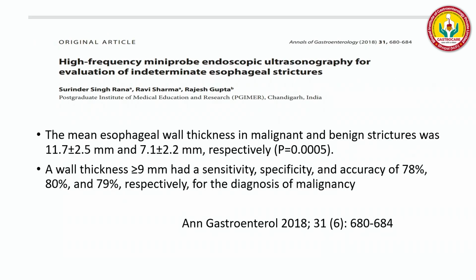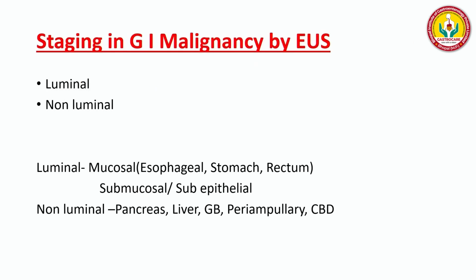There was one recent paper in 2018 from PGI, which included Dr. Rajesh Gupta sir and others, where they say that using the mini probe, if there is a wall thickness of more than 9 mm, that has a high sensitivity and specificity and an accuracy of 78 to 79% to say it is malignancy directly, without using other techniques. This was regarding the diagnosis.